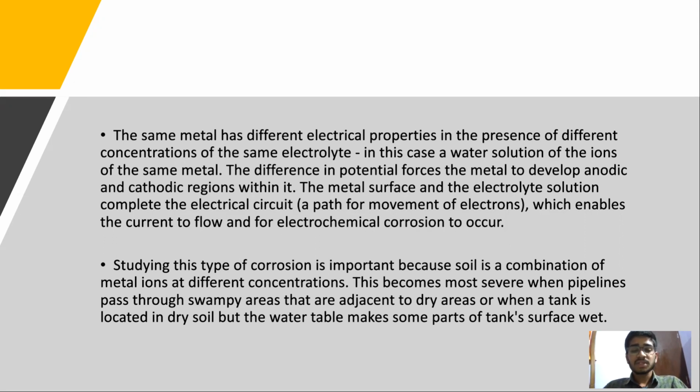Studying this type of corrosion is important because soil is a combination of metal ions at different concentrations. This becomes most severe when pipelines pass through swampy areas that are adjacent to dry areas, or when a tank is located in dry soil but the water table makes some parts of the tank's surface wet.